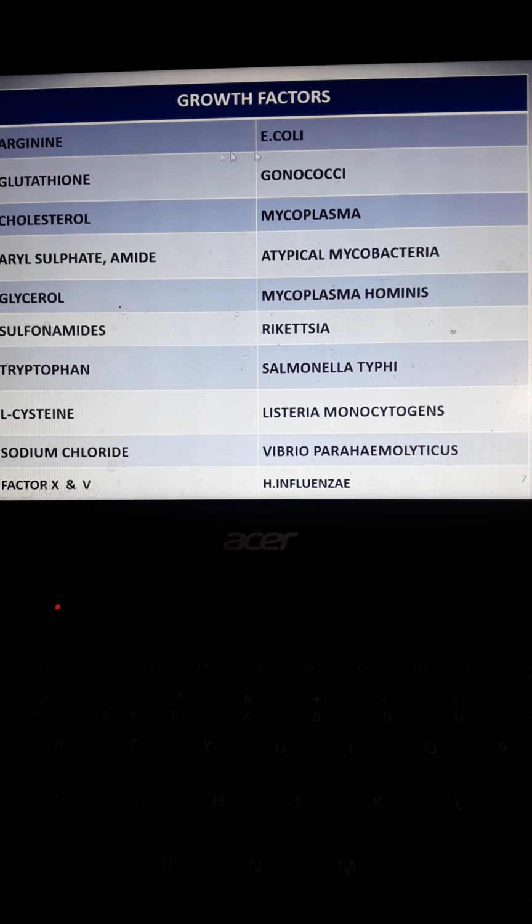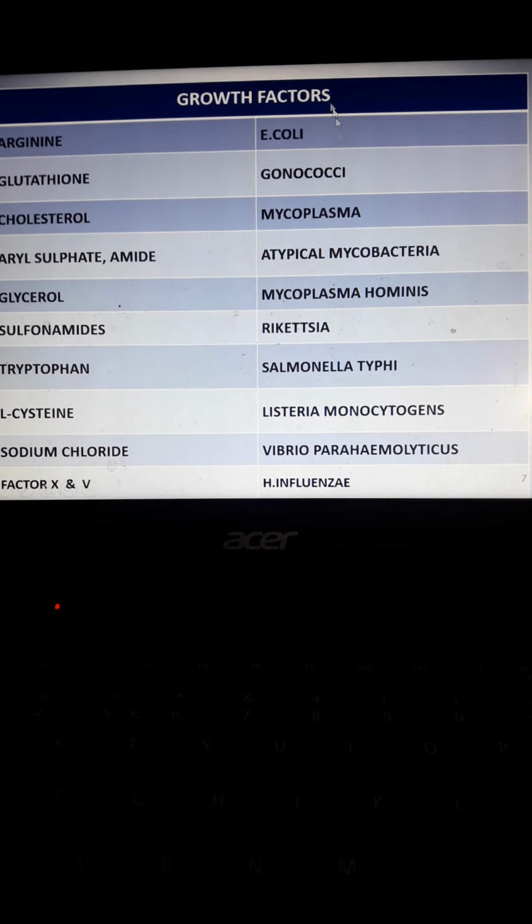Growth factors: we have arginine for E. coli, glutathione for gonococci, cholesterol for mycoplasma, aryl sulfate amide for atypical bacteria, glycerol for Mycoplasma hominis, sulfonamides for Rickettsia rickettsii, tryptophan for Salmonella typhi, L-cysteine for Listeria monocytogenes, sodium chloride for Vibrio parahemolyticus, and factor X and factor V for Haemophilus influenzae. So these are needed for the growth of these specific bacteria. Ang tawag dito ay growth factors.